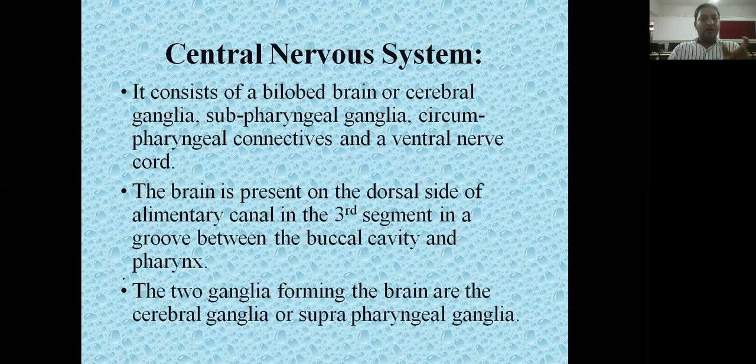Of the alimentary canal, there are two organs, the buccal cavity and pharynx. In between the two organs, a simple groove-like structure is present, where the brain is located in the third segment of the body, and two ganglia of the brain form the cerebral ganglia or suprapharyngeal ganglia. Why the name suprapharyngeal ganglia? Because the ganglia are present on the upper side of the alimentary canal. That's why they are known as suprapharyngeal ganglia.